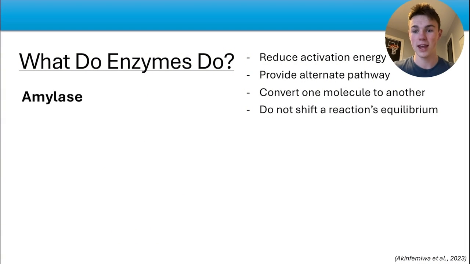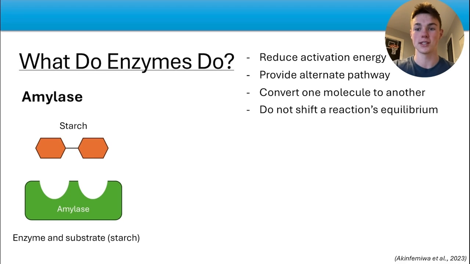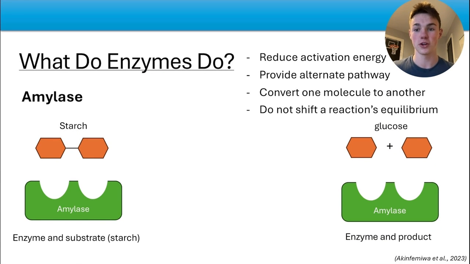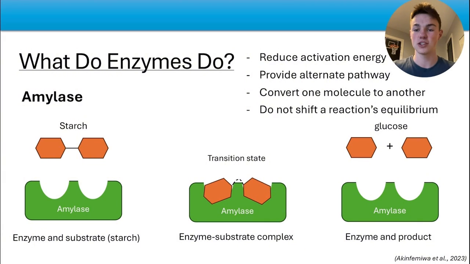An example of an enzyme you may be familiar with is amylase. Amylase converts long sugar molecules like starch into shorter ones like glucose. That is why when you leave a starchy food like a cracker in your mouth for too long, it starts to taste sweet. However, before the glucose can be released as a product, the starch has to interact with the enzyme and go through a transition state.